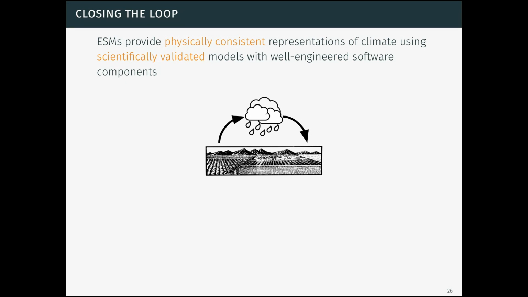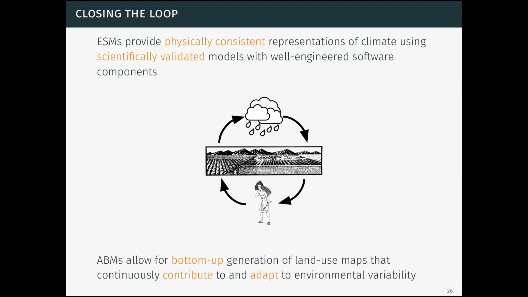Likewise, agent-based models allow us to generate land use maps from the bottom up in ways that can both contribute and adapt to environmental variability. Together, these two modeling approaches can really help us close this feedback loop and better understand how humans and the environment interact through the medium of the land surface.